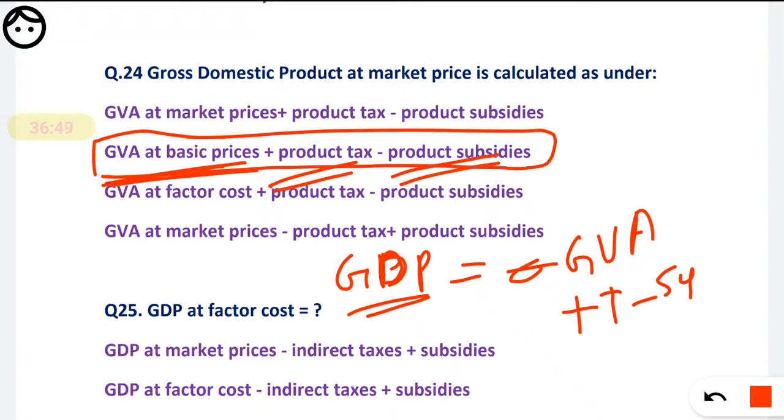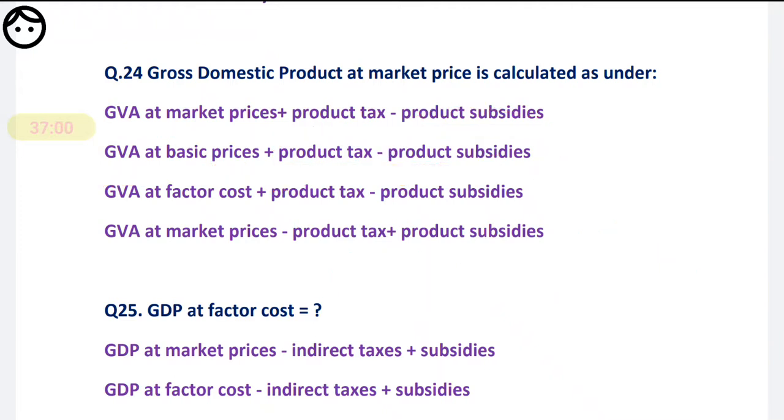So that's why the second option is correct, that is GVA at a basic price plus product taxes minus subsidy. It is the basic definition for the GDP at market price.